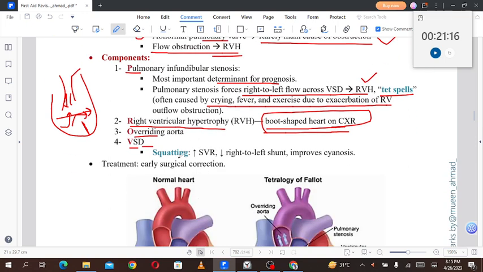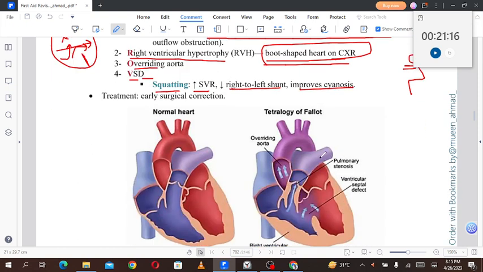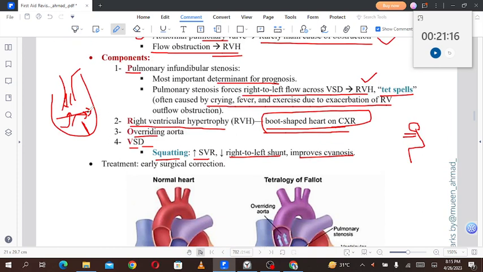defect. Squatting, increased stroke. Okay, so squatting is going to relieve the TET spells. Squatting is a position in which you do squats like this and this, and so this is a squatting position. The squatting position increases systemic vascular resistance, decreases the right to left pulmonary shunt, and improves the cyanosis. Now the problem was that the resistance of the pulmonary artery was so high that the blood from the right heart started moving to the left side, right? Because this was the area of least resistance.